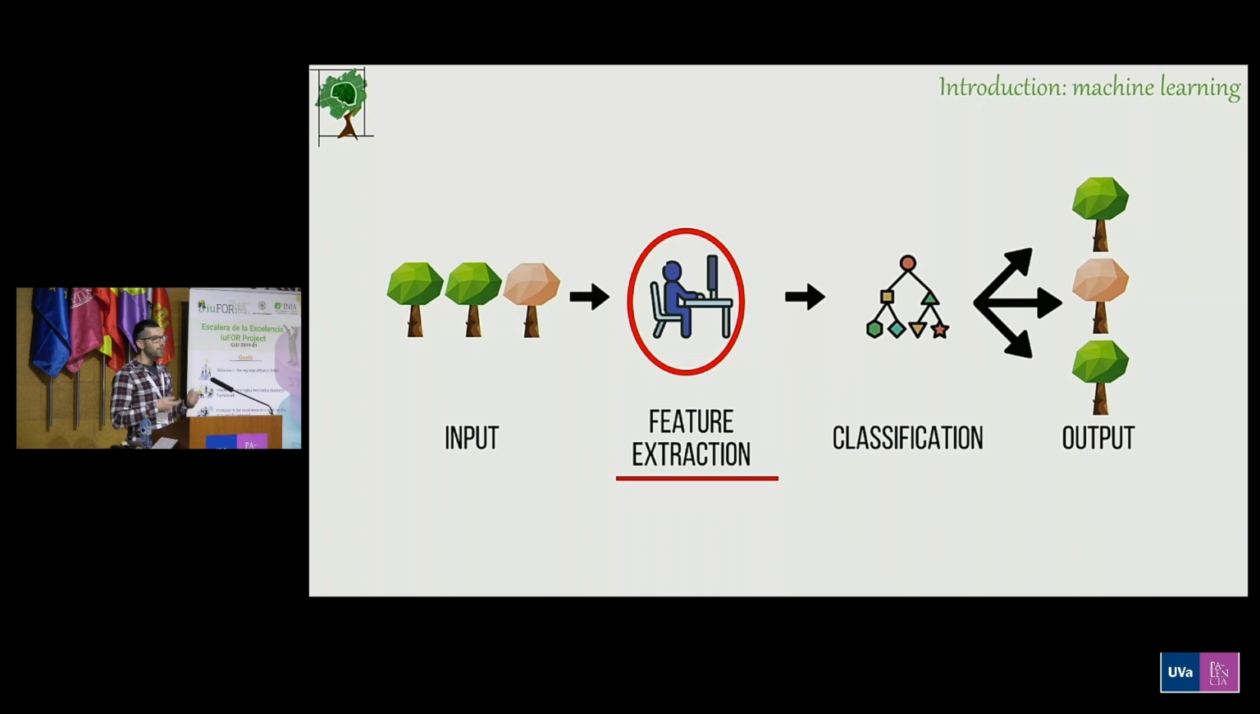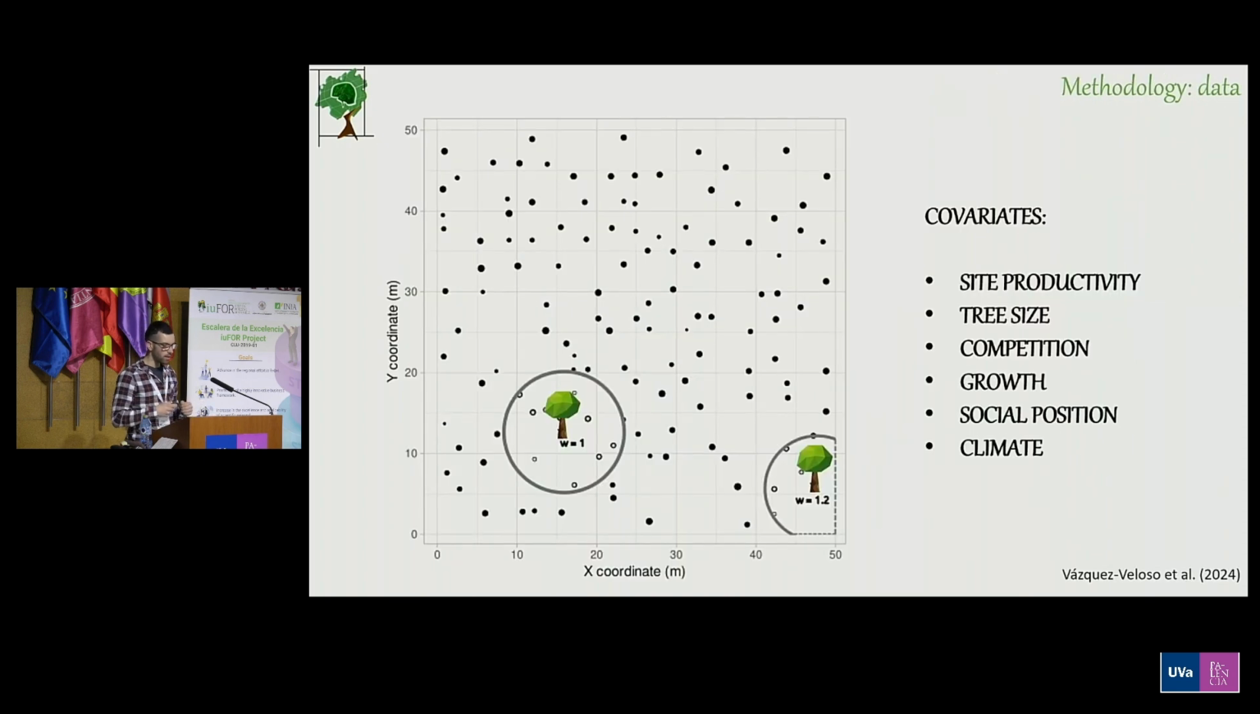You know? So, okay, we have our data, alive and dead trees, and then we extract some features about those trees. To do that, we focus just on the closest neighborhood of each tree, the places inside that circle around the tree. And there we calculate different variables like competition, growth, climate, and so on. And for those trees on the border, like this one, we use a correction factor to correct those variables.